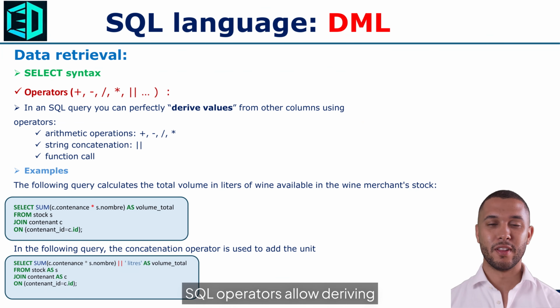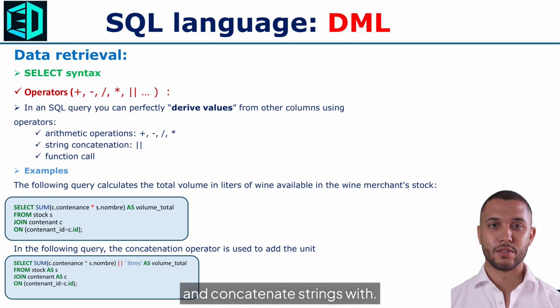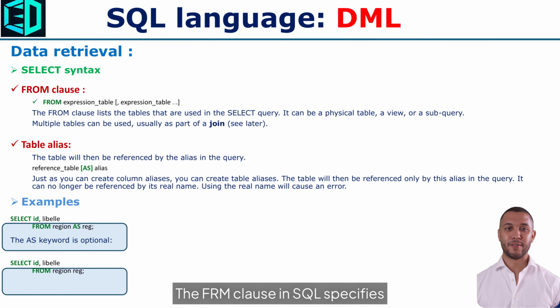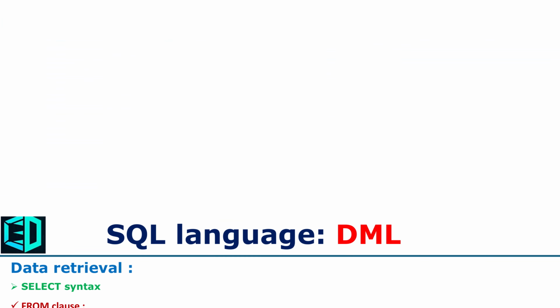SQL operators allow deriving values from columns. Arithmetic operations and string concatenation are possible. For example, calculate total volume using sum and concatenate strings with the concatenation operator. The from clause in SQL specifies tables used in a query. You can create table aliases for reference. This is useful in joins and helps avoid errors by not using real table names.